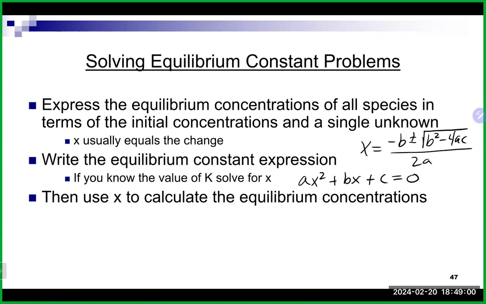You can actually do an ICE table with pressures, and a Kp value works the exact same way. The only difference is you're using pressures rather than concentrations. And this is the case I was talking about earlier. It needs to be atmospheres when it goes into the ICE table. Even if they give it to you in some other pressure unit and they want the answer in some other pressure unit, when you throw it into the ICE table, it needs to be in atmospheres. So that is really important.